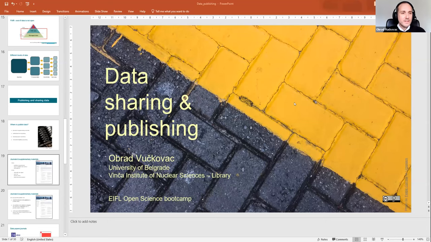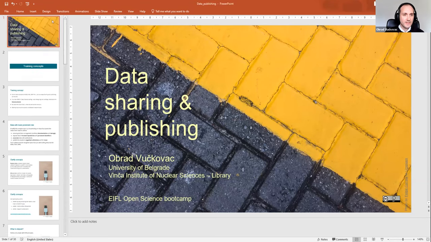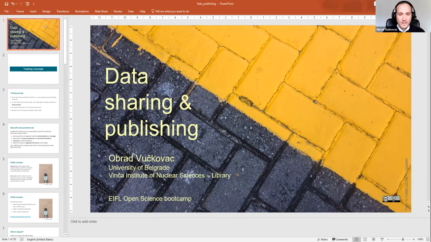Okay, now we will talk about data publishing and sharing. Like I said, the whole topic of research data management involves many things, and data sharing and publishing is of course one of them and one of the most important topics. Because of the complexity and breadth of the topic, maybe we will do it separately.